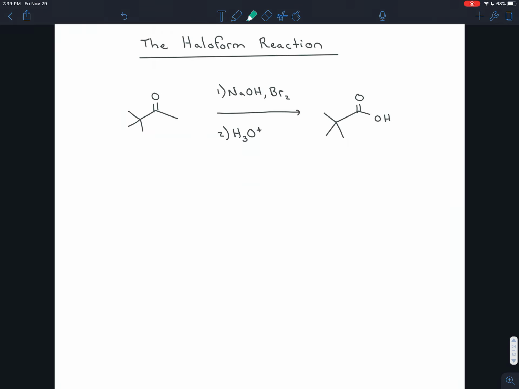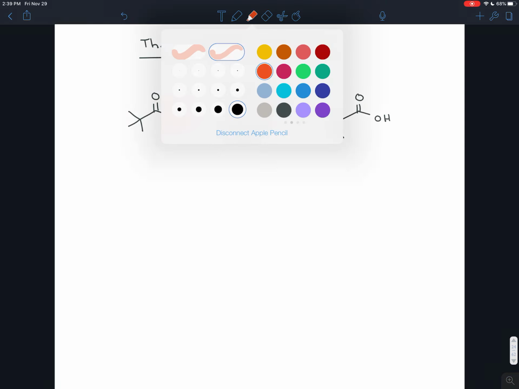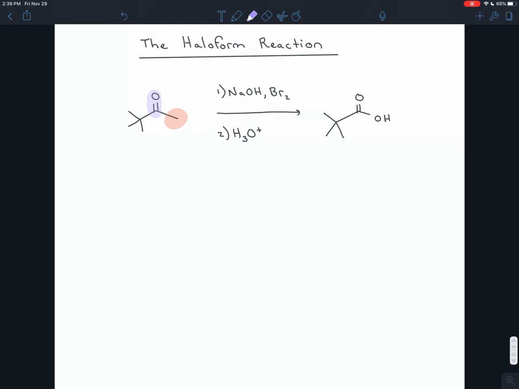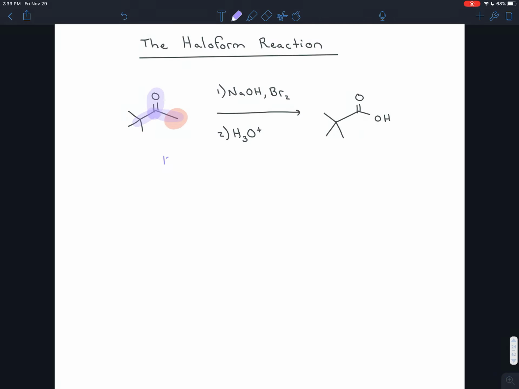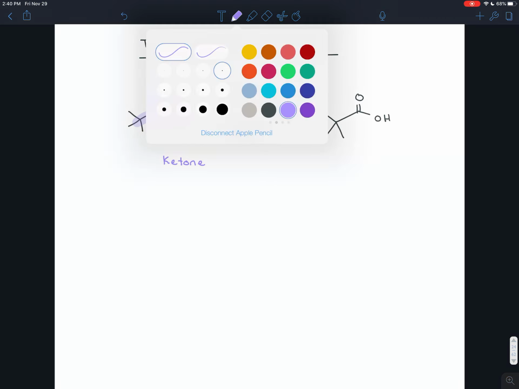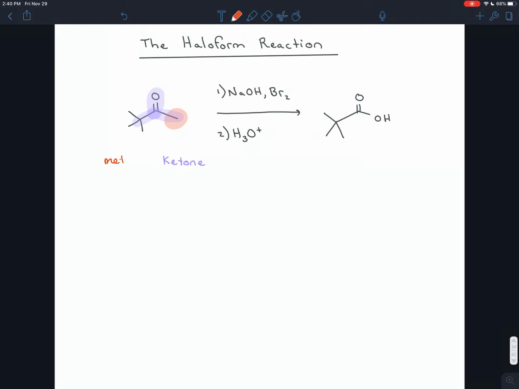It takes a methyl ketone. So that's a ketone that has a methyl group on one side. So notice you have a ketone here, carbon double bonded to oxygen, with a carbon on each side. So this is a ketone. But one of the carbons on one side is a methyl group. That orange highlighted area is a methyl group. So this is called a methyl ketone.